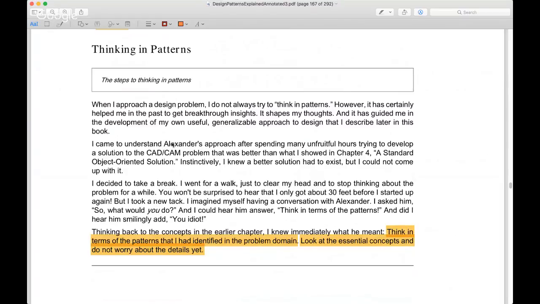And so he talks about how Alexander's approach started looking really attractive because he wasn't getting the solutions he wanted with the CAD/CAM problem. He knew he could, and I know we've all felt this. You've got a solution, you don't like it, something better has to exist. But how do you break out of your present pattern of thinking so that you can see that better solution?